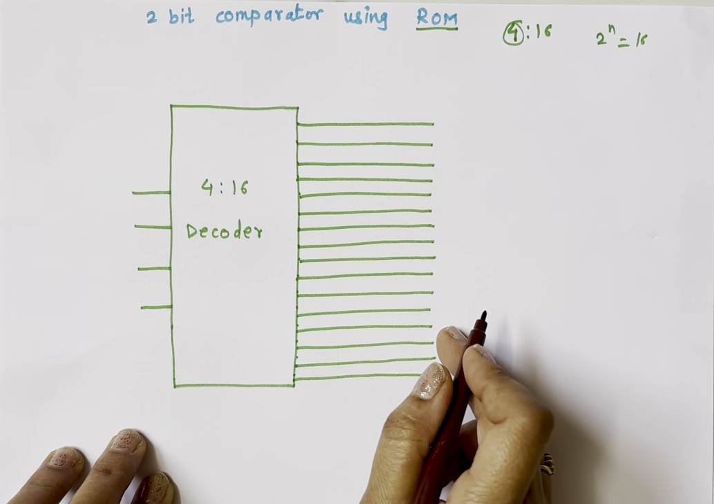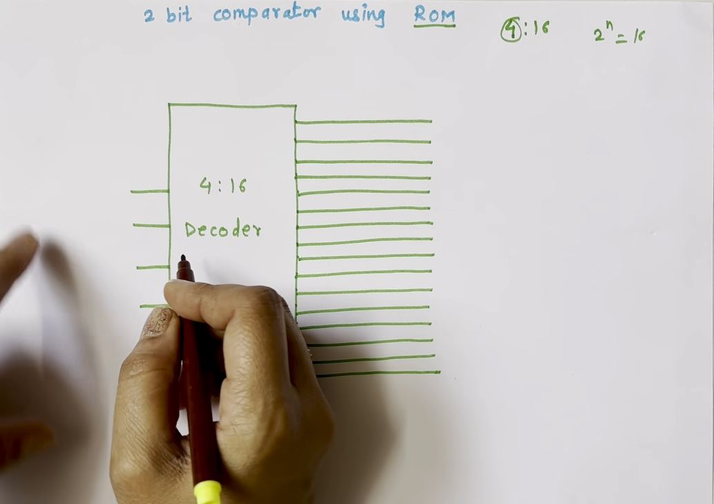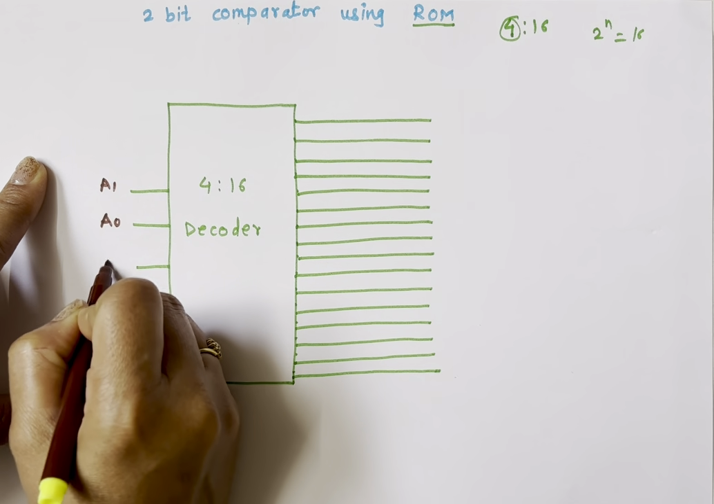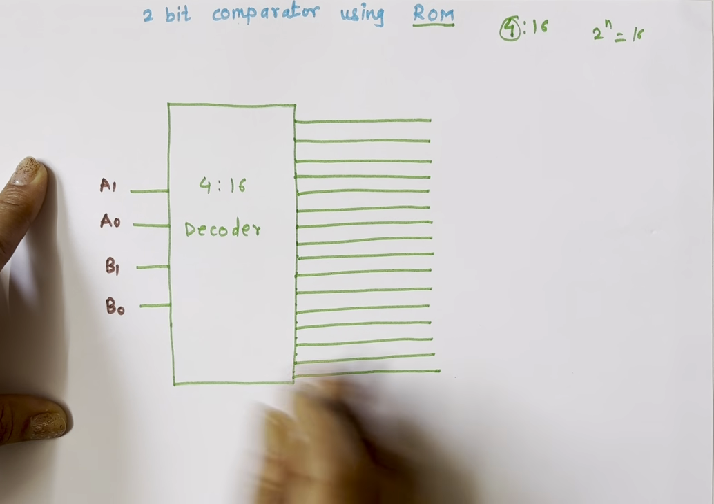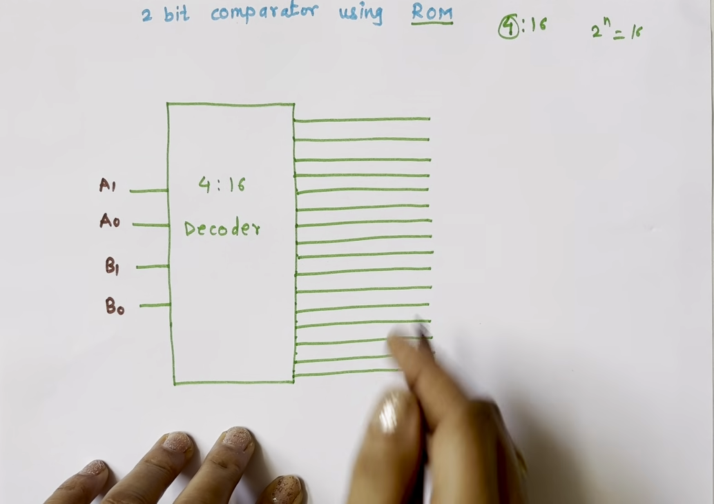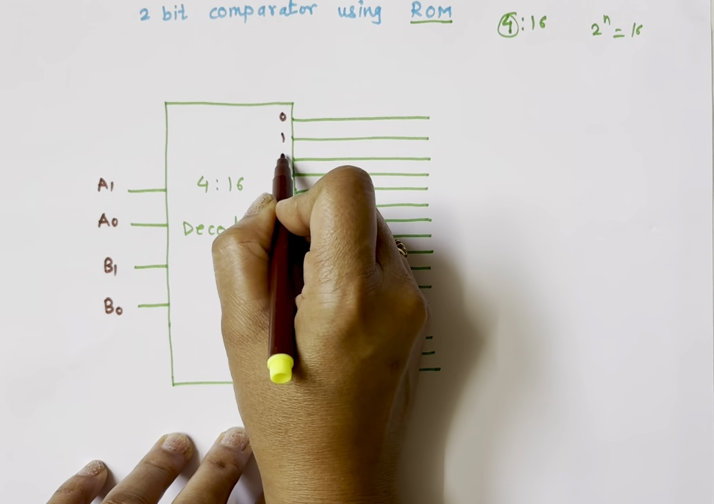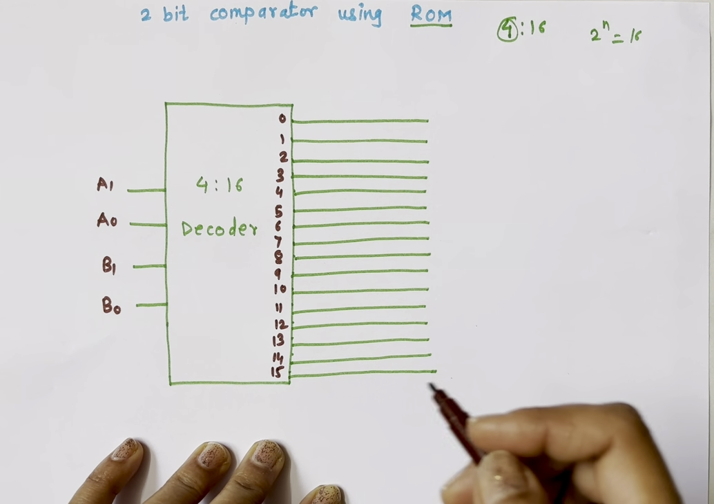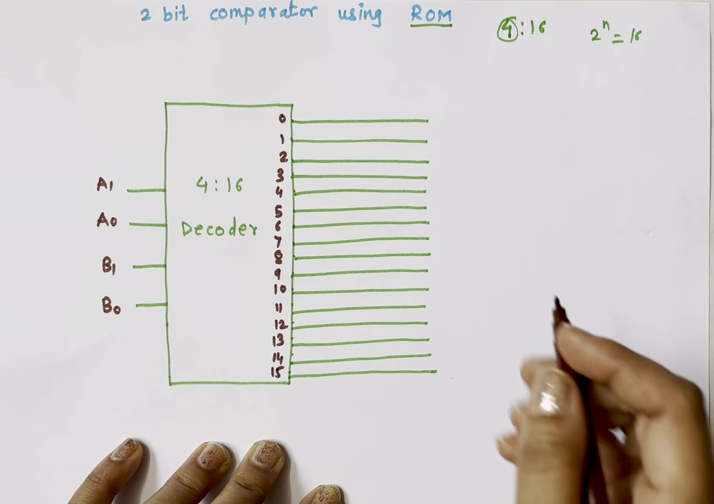So this is my 4:16 decoder. Here inputs are A1, A0, B1 and B0. And I have total 16 outputs. I'll mark them as 0, 1, 2, 3. Okay, so total how many outputs we have? We have 3 outputs: A less than B, A greater than B and A equals to B.